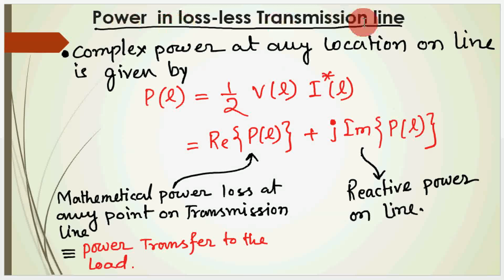Power in the lossless transmission line: the complex power at any location on the line is given by P_L equals half V_L into I_L conjugate, where it has a real part and an imaginary part. The real part is the mathematical power loss at any point on the transmission line, and this equals the power transferred to the load. We have seen this in the earlier slide. And this is the imaginary power, the reactive power on the line.